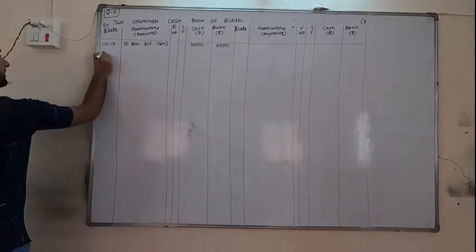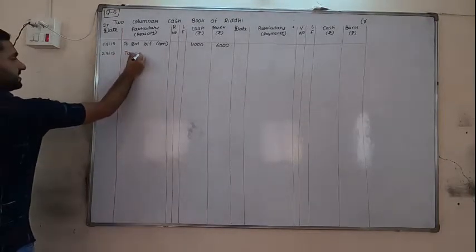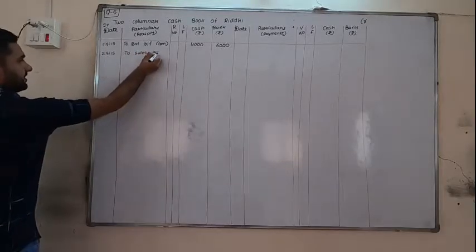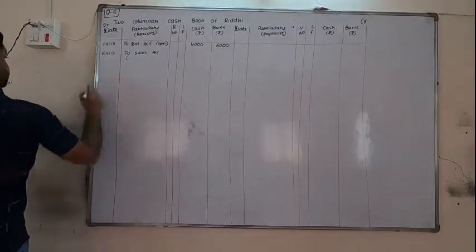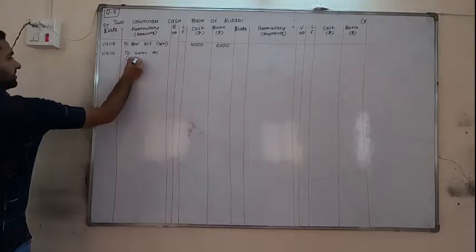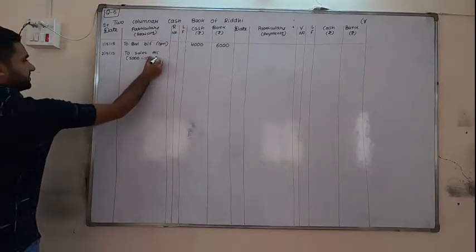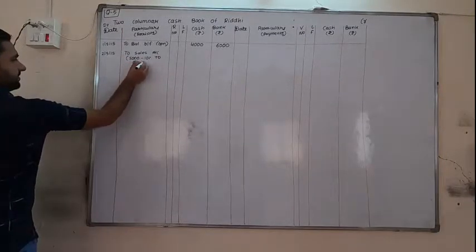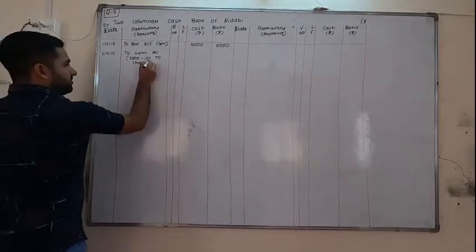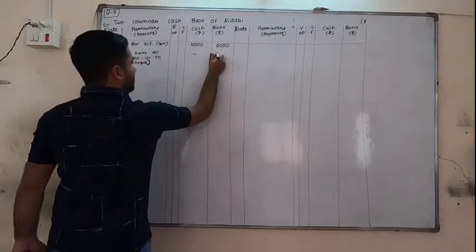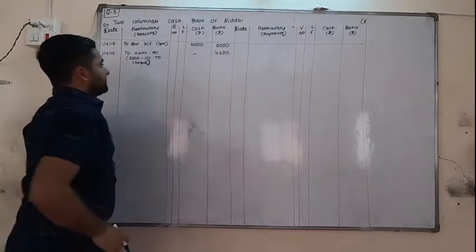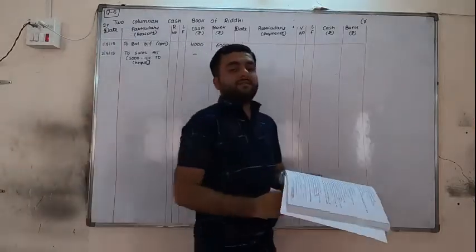On 2nd May, 2/5/15 To sales account. In brackets we will show the net amount: 5,000 minus 10% TD, check. The amount will be in the bank column, that is 4,500.